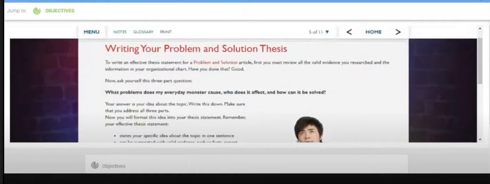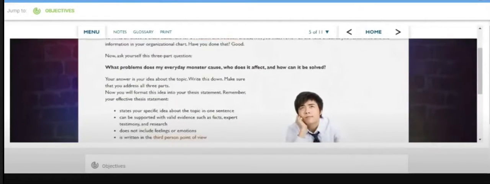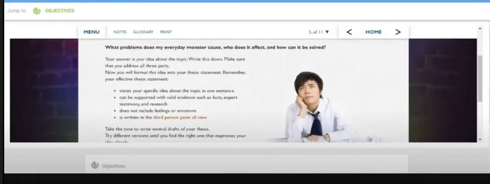Writing your problem and solution thesis. To write an effective thesis statement for a problem and solution article, first you must review all the valid evidence you researched and the information in your organizational chart. Have you done that? Good. Now ask yourself this 3-part question. What problems does my everyday monster cause? Who does it affect? And how can it be solved? Your answer is your idea about the topic. Write this down. Make sure that you address all 3 parts.